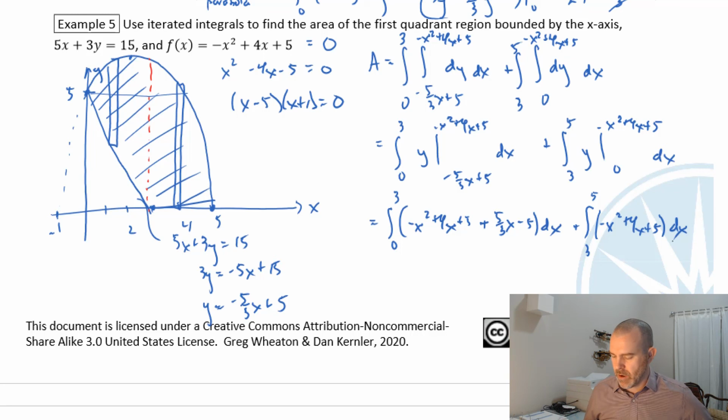This is all just tedious. These are all just polynomials. I can let you do that. I don't want to kill your time with that. I do have the answer here if you want to double check. That's 155/6.